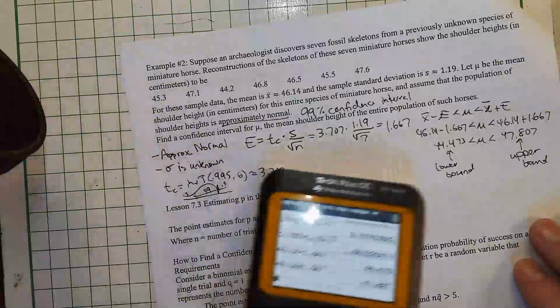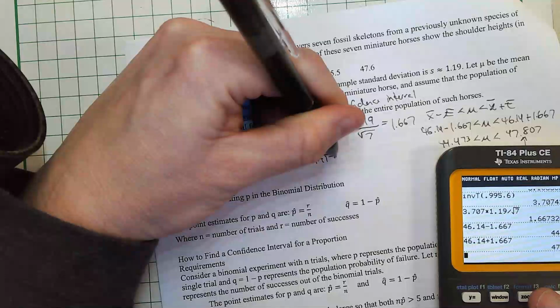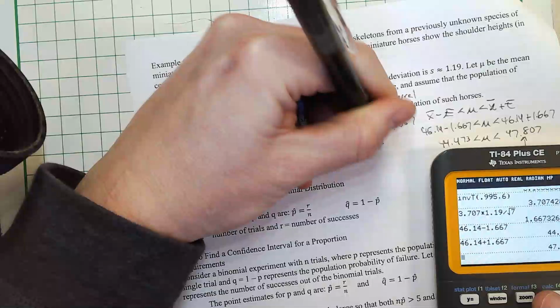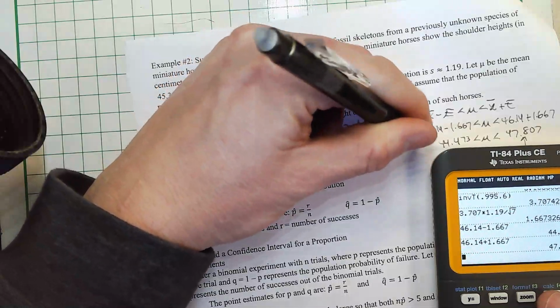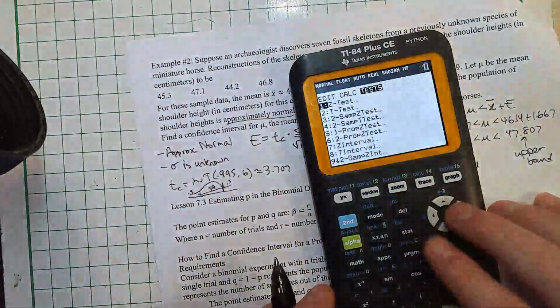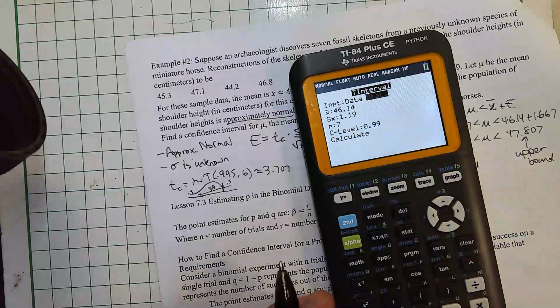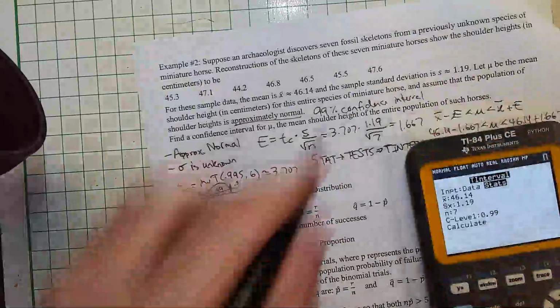Okay? Now, I could also do this in the calculator. I can go to stats, test, t interval. So I can also do this in my calculator, which is probably a lot easier. Stat, test, t interval. I'm going to use stats. Now, I could enter this into a list and use data, but I'm going to use stats.